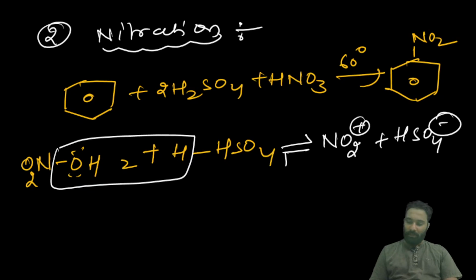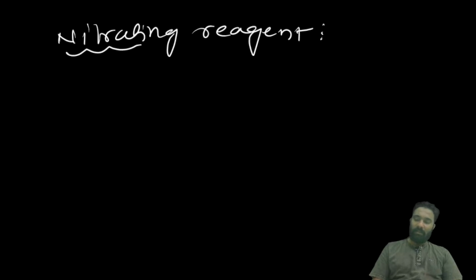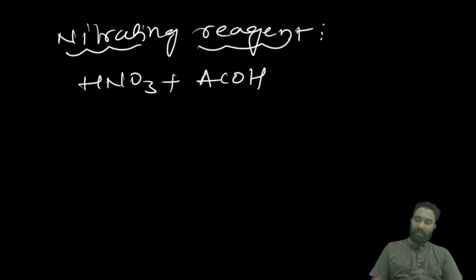Clear? Now here, what are the reagents that can give nitration? What are those reagents? First one: HNO3 plus acetic acid. AcOH, you should not get confused, AcOH is nothing but acetic acid.